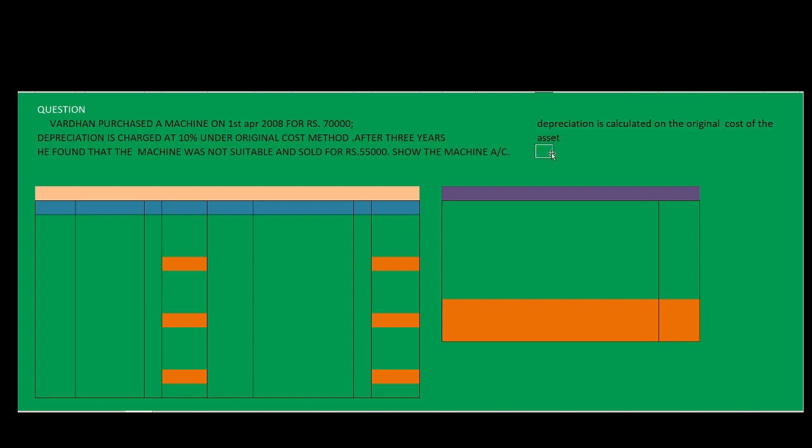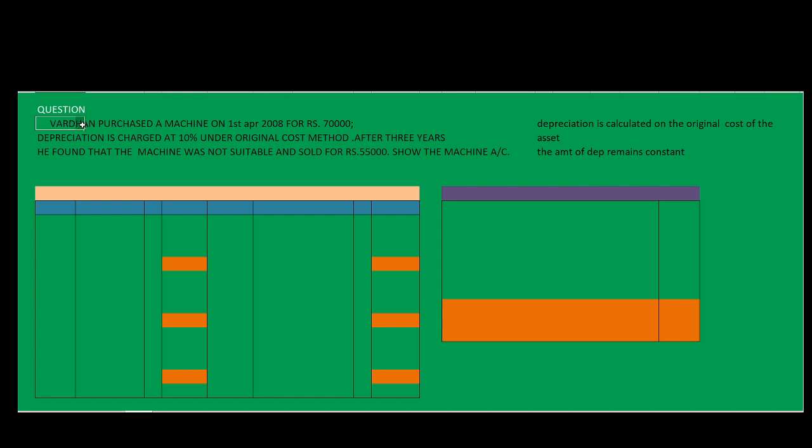The amount of depreciation remains constant throughout the life of the asset. Okay, these are the two very important points that you need to understand. Now by using this method, I am going to explain a very simple problem today. After explaining this simple problem, afterwards we will go through even more difficult problems.